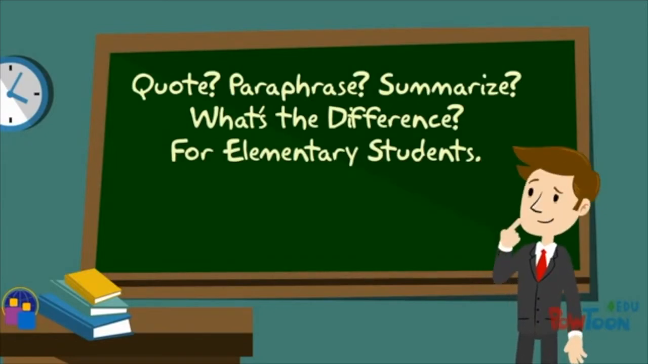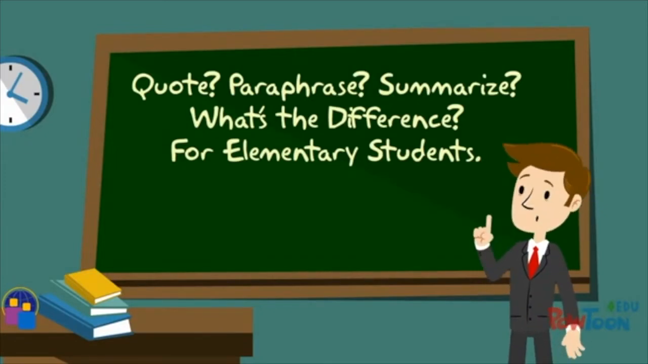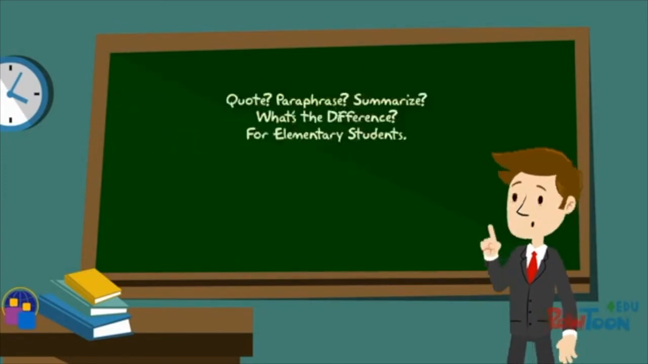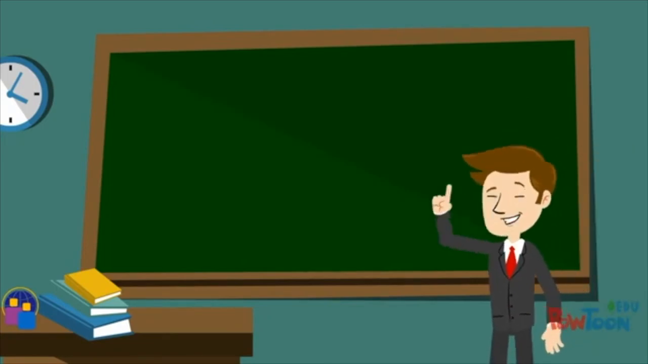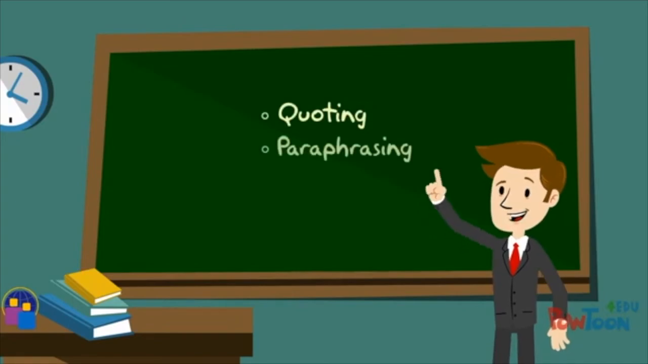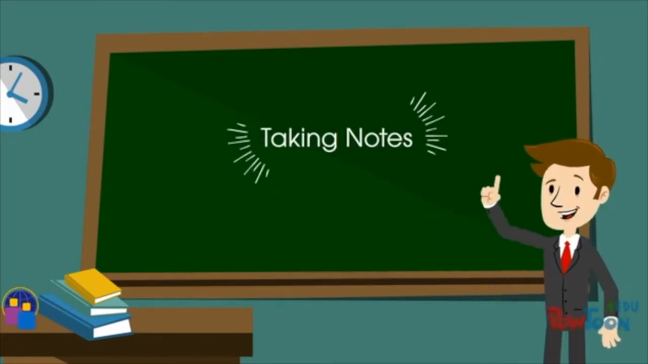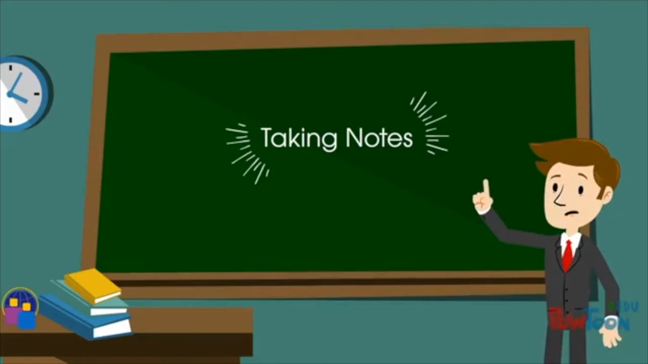Quote, paraphrase, summarize. What's the difference? For elementary students, when doing research, there are three main ways you can use the information you find: quoting, paraphrasing, or summarizing. The first step is to take notes from each of the sources you found. When you have all your notes, you can decide how you will use that information.